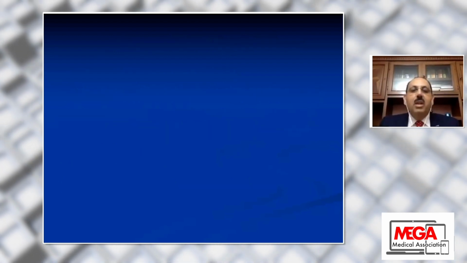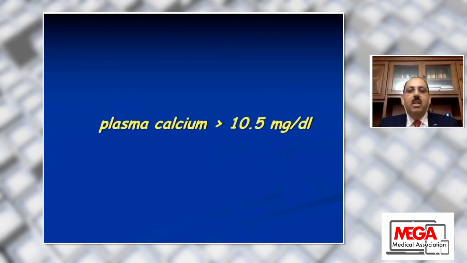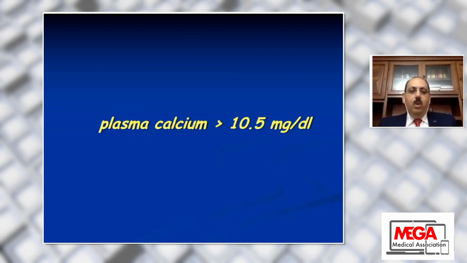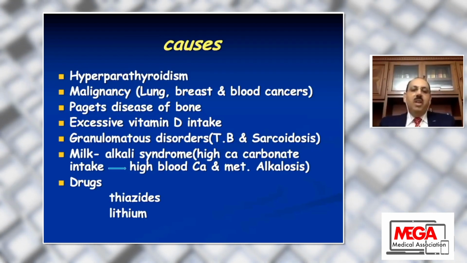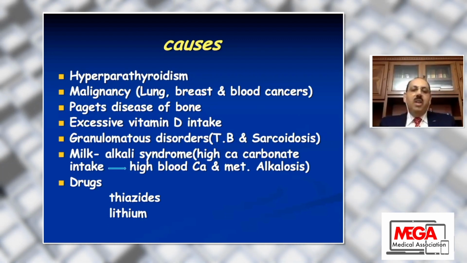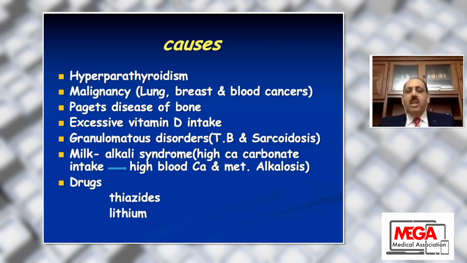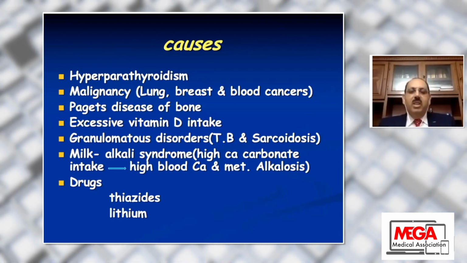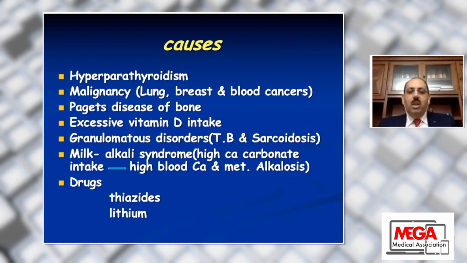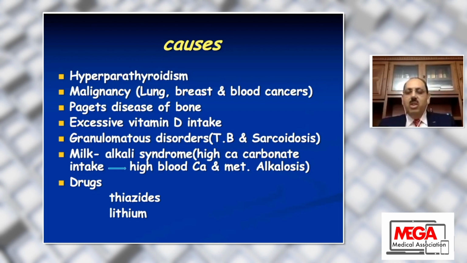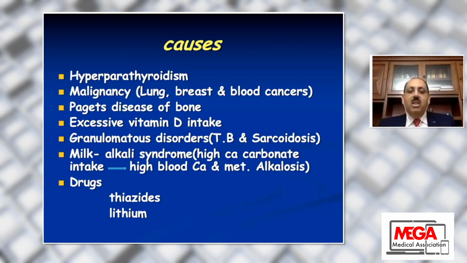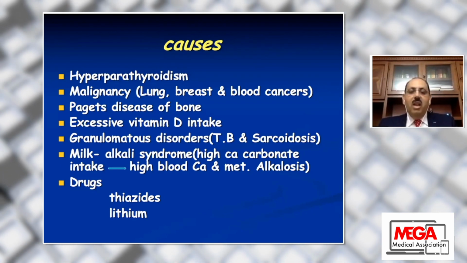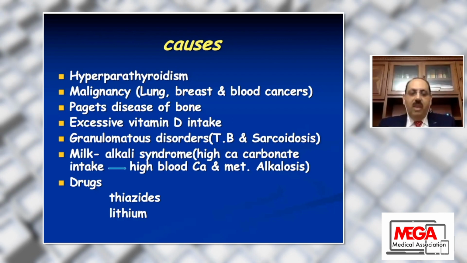Hypercalcemia means an increase in plasma calcium above 10.5 milligram per deciliter. The causes here: hyperparathyroidism, either primary or secondary, or in case of malignancy, lung, breast, and blood cancers associated with increased calcium level. Paget disease of the bone, excessive vitamin D intake, granulomatous disorders, TB, and sarcoidosis are also associated with increased calcium level. Milk alkali syndrome, high calcium carbonate intake, resulting in high blood calcium and metabolic alkalosis. Also drugs such as thiazide and lithium.